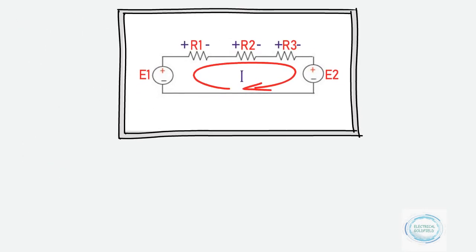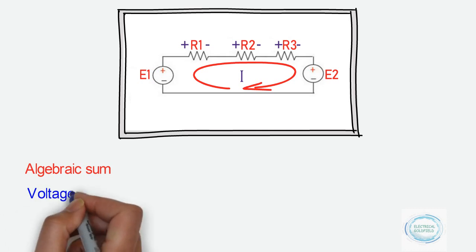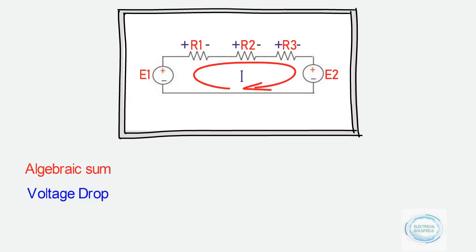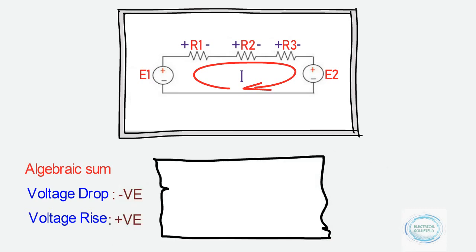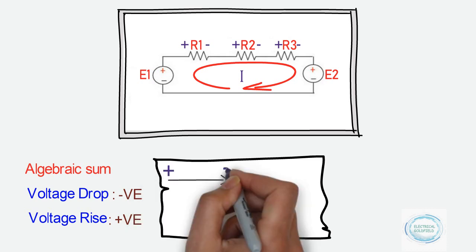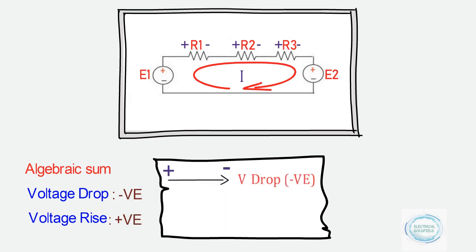Here we need to elaborate the concept of algebraic sum. So we should remember two things. First is voltage drop, denoted by a negative sign. Second is voltage rise, denoted by a positive sign. Now, if current is flowing positive to negative, it will be considered as a voltage drop, and if current is flowing negative to positive, it will be considered as a voltage rise.